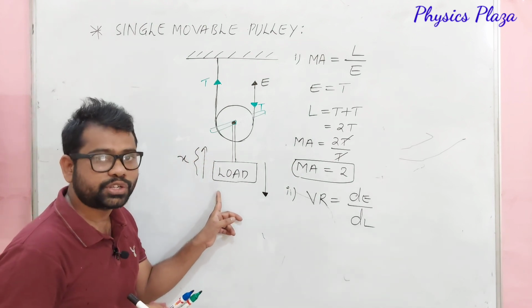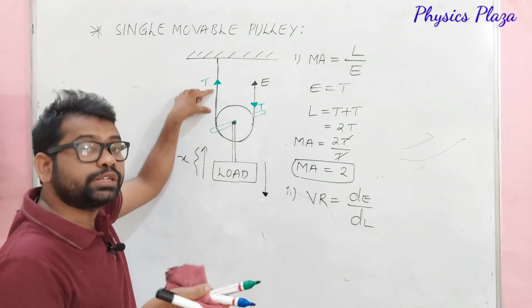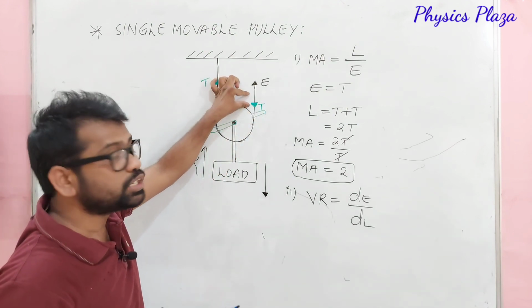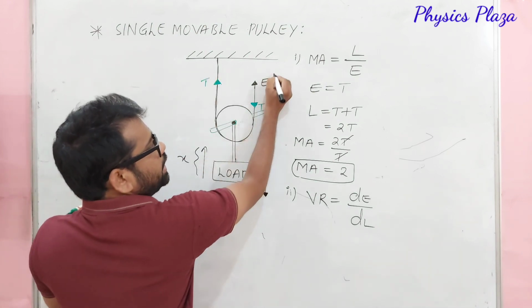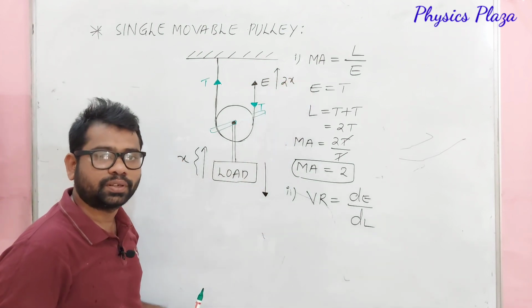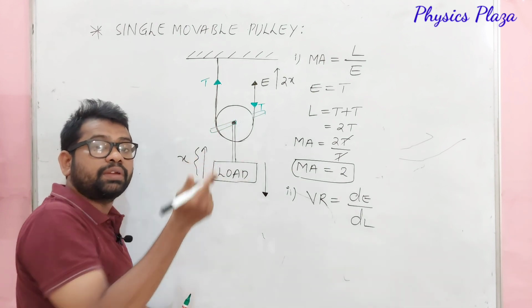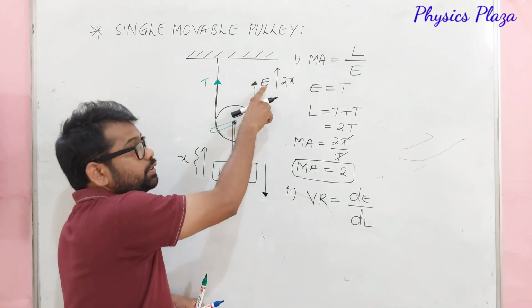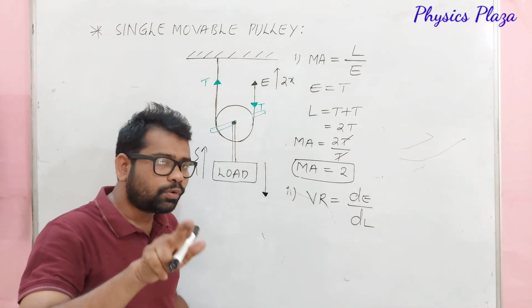Then what will happen here, children? In these two segments of the string, in this segment the string is loosened by x and here also it is loosened by x. So x plus x will be added, and the effort will move vertically through a displacement of 2x. Which means, if the load is raised upwards by 1 meter, then the effort is displaced vertically upwards by 2 meters.